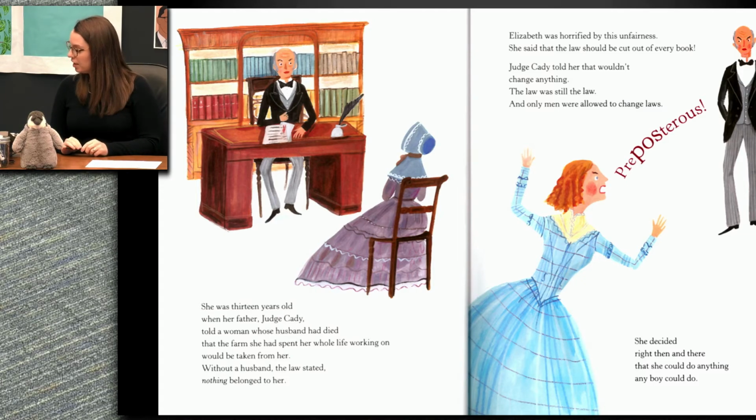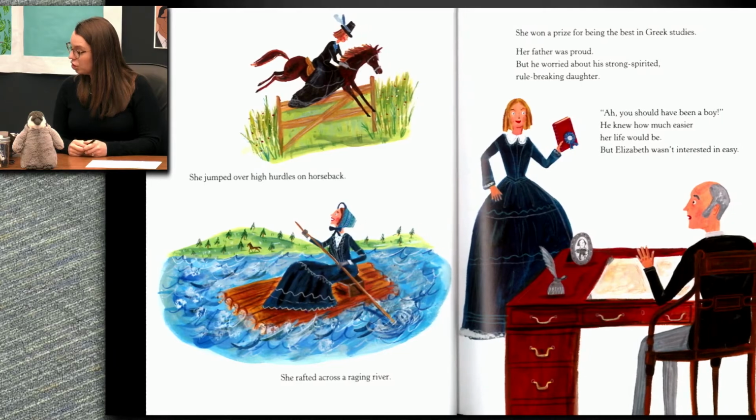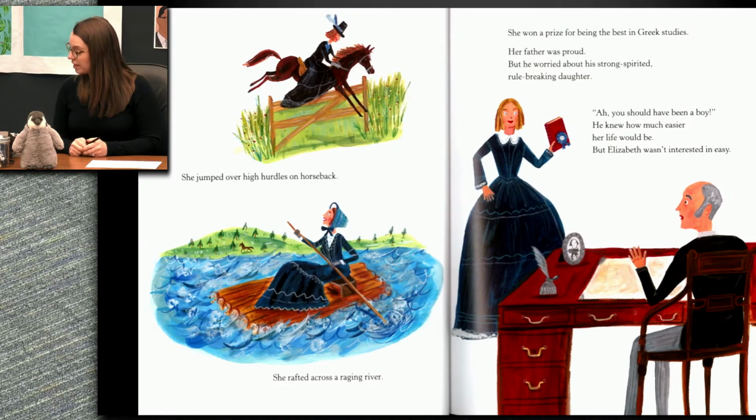Preposterous. She decided right then and there that she could do anything any boy could do. She jumped over high hurdles on horseback. She rafted across a raging river. She won a prize for being the best in Greek studies. Her father was proud, but he worried about his strong-spirited, rule-breaking daughter.